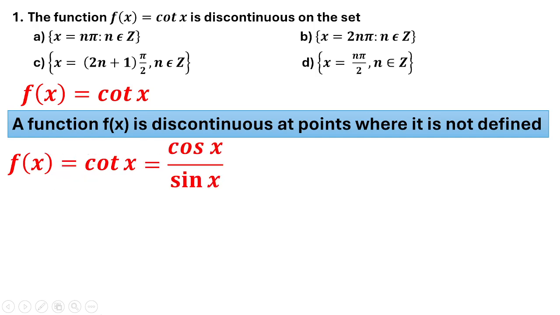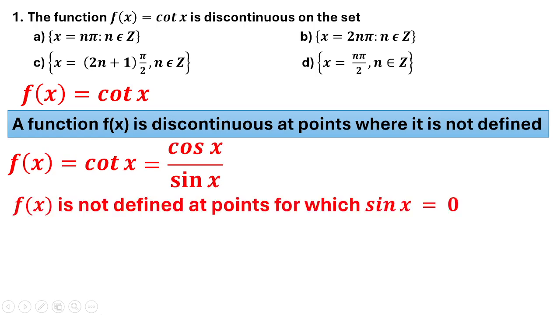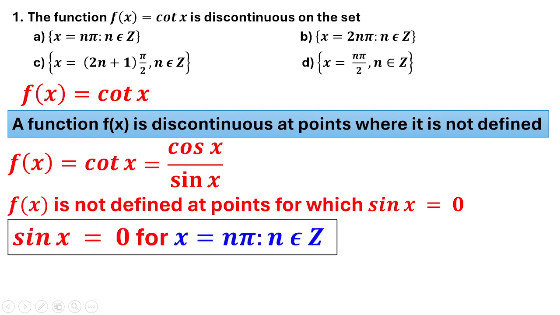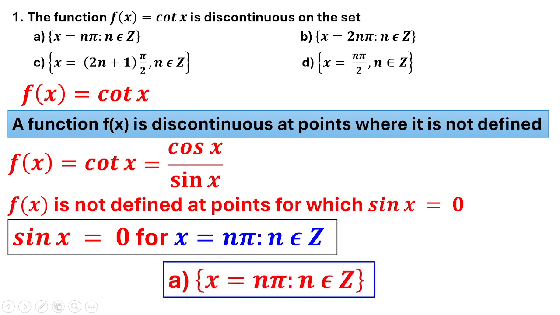Now what is cot x? It is cos x by sin x. Cot x is not defined when sin x goes to 0. Therefore, it is not defined at points for which sin x is 0. Sin x is 0 for all x equal to multiples of pi: 0, pi, 2 pi and so on. Therefore, the option is A.